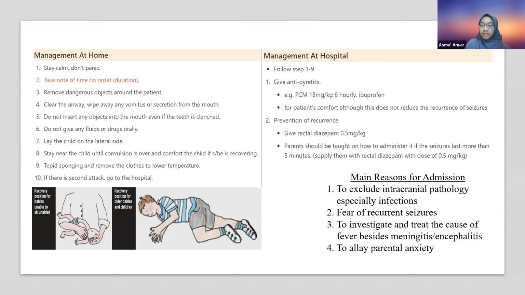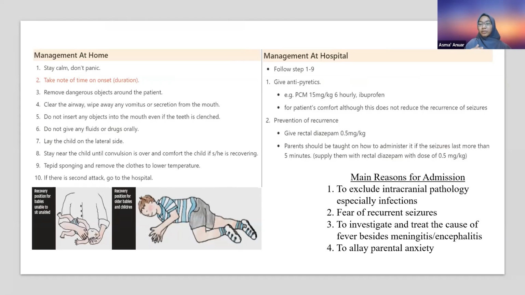Thirdly is to investigate and treat the cause of fever besides meningitis or encephalitis. And fourthly is to allay parental anxiety, especially if the parents are staying far from the hospital. So how do they manage the children with febrile seizure at the hospital? Antipyretics can be given as a comfort measure.